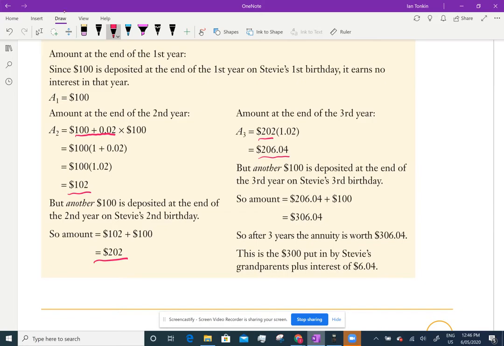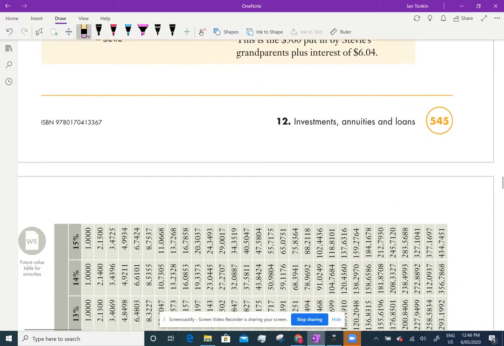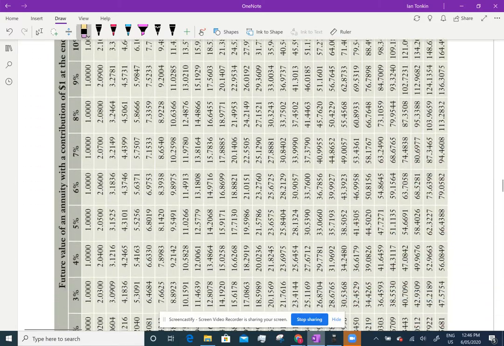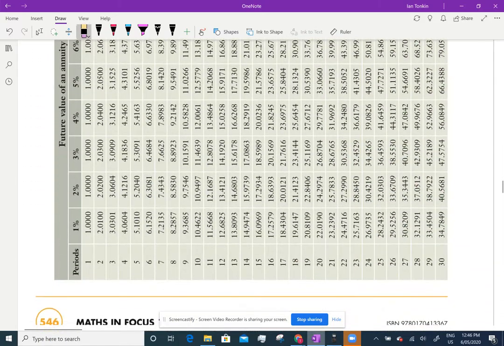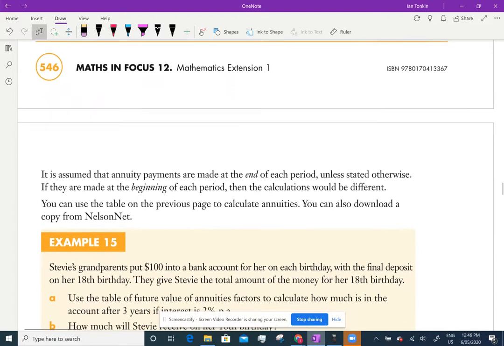At the end of the third year, that $202 has now earned interest, and they've put another $100 in. So you keep building it like that. And we're going to show later on how to do that with a geometric progression. And it gets pretty complicated, which is why a lot of people use tables or spreadsheets. So here's the table. I'm not going to be able to read that because it's sideways. So I've got my hard copy book here that I'm going to be reading off.